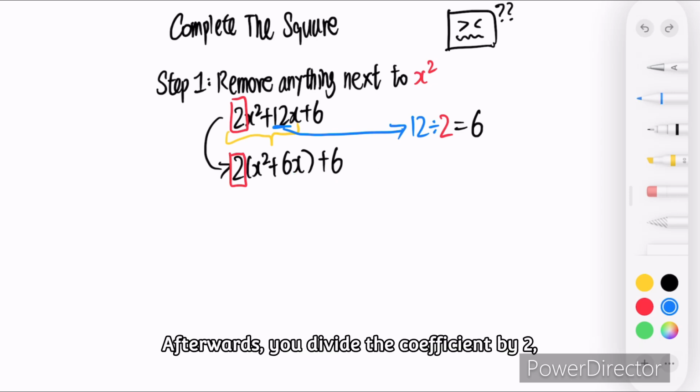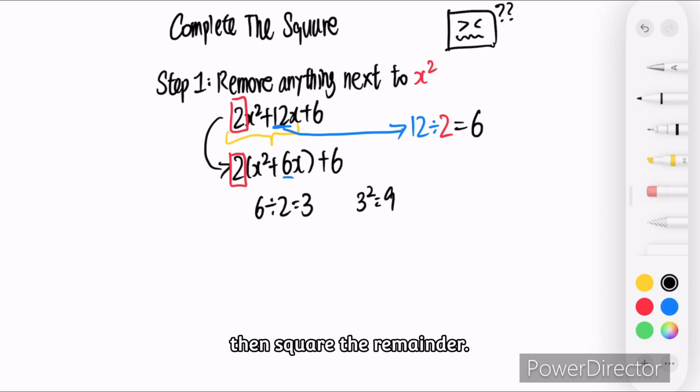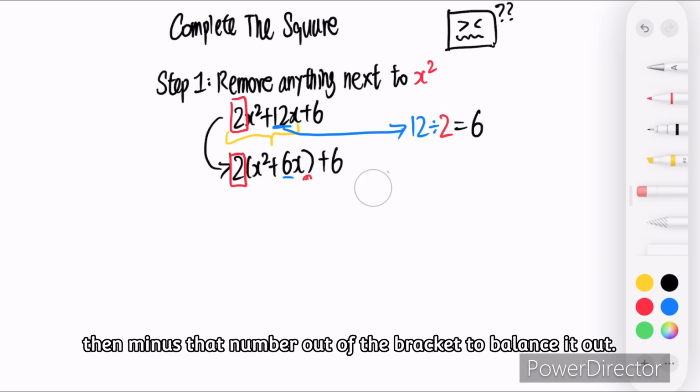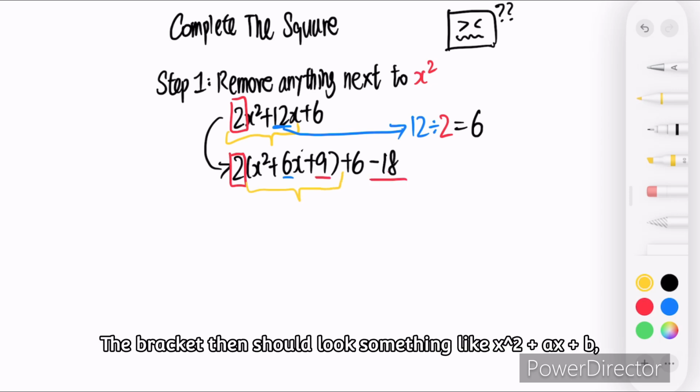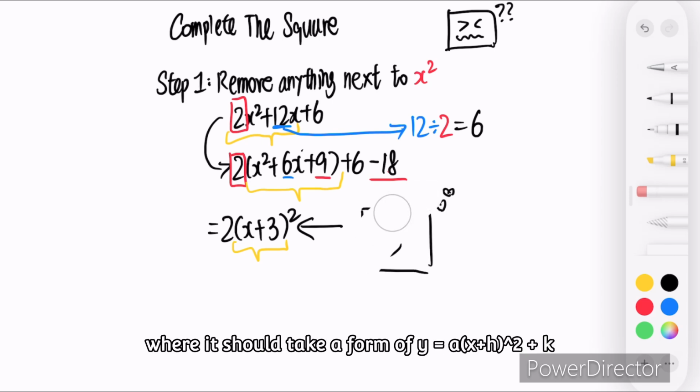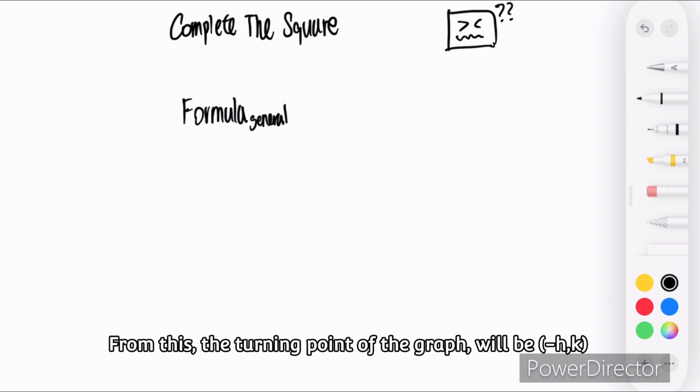Afterwards, you divide the coefficient by 2, then square the number. Whatever the result ends up with, you add that number into the bracket, then minus that number outside of the bracket to balance it out. The bracket then should look something like x squared plus ax plus b, which you can then simplify as (x plus a divided by 2) to the power of 2. And now you have completed the square, where it should take a form of y equals a(x plus h) squared plus k. From this, the turning point of the graph will be (minus h, k).